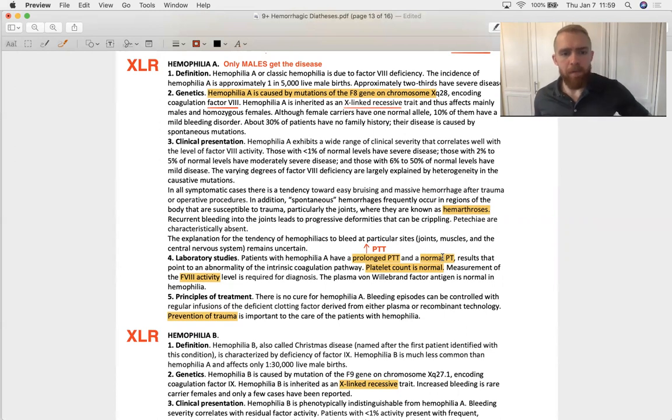Now let's talk about hemophilia. These are X-linked recessive diseases. What does that mean? That means only males present with the disease. Females are just carriers. Now, it's a mutation on chromosome X, X-linked. And A and B and C, these different hemophilias, are just called different things because they affect different clotting factors. Hemophilia A is a factor VIII deficiency. So that'll be an elevated PTT, intrinsic pathway involvement.